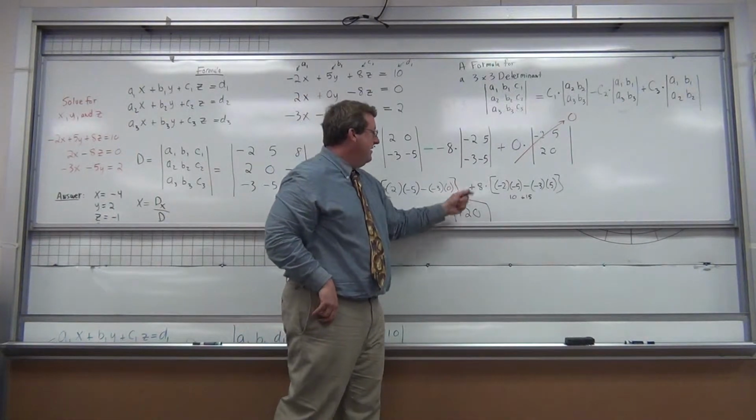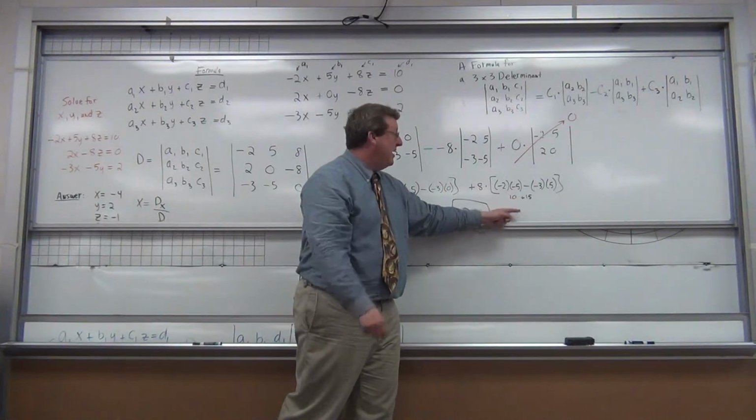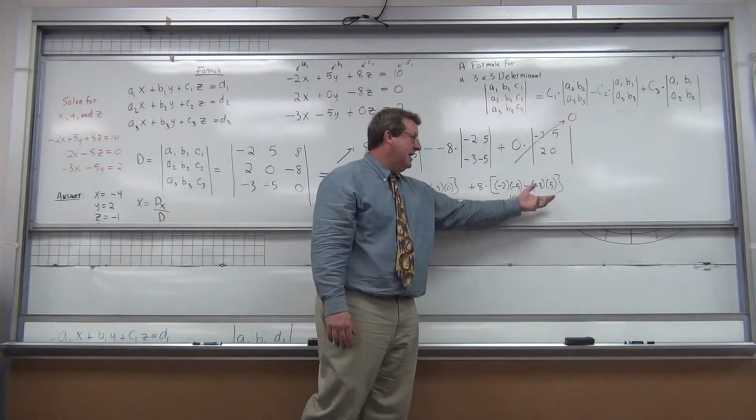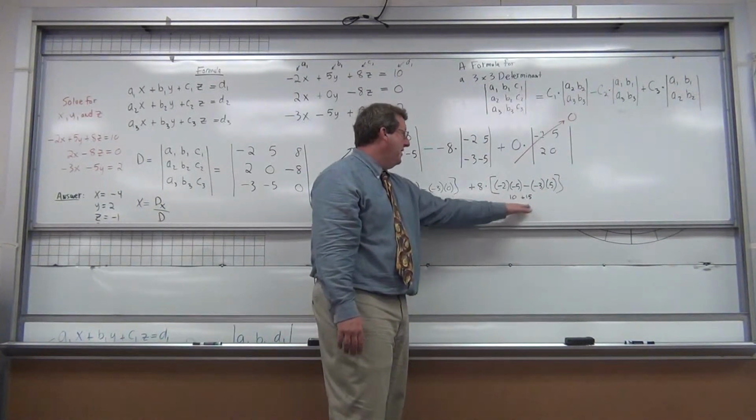We do the math again. Negative 2 times negative 5, you get a positive, because a negative times a negative is positive. Subtract negative 3 times 5, subtract the negative 15, makes it a positive 15. So now you have 8 times 25.